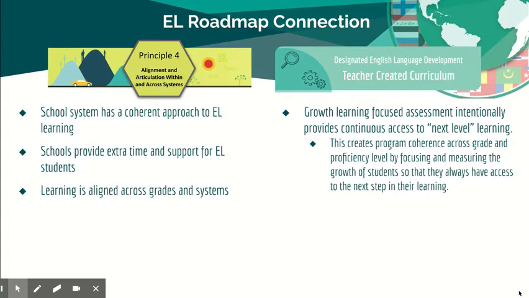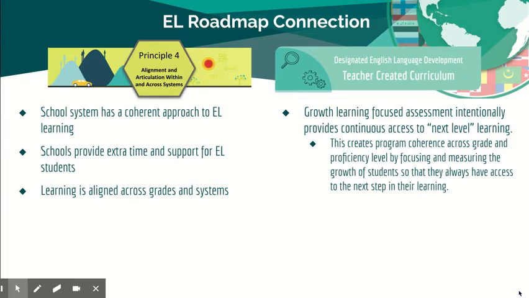Principle 4 of the EL roadmap suggests that we must have alignment and articulation within and across our systems. We must be able to have a system that is coherent in its approach to helping our English learners. We also must provide extra time and support for our English learners to be able to show what they know. Learning should always be aligned across grades and systems.